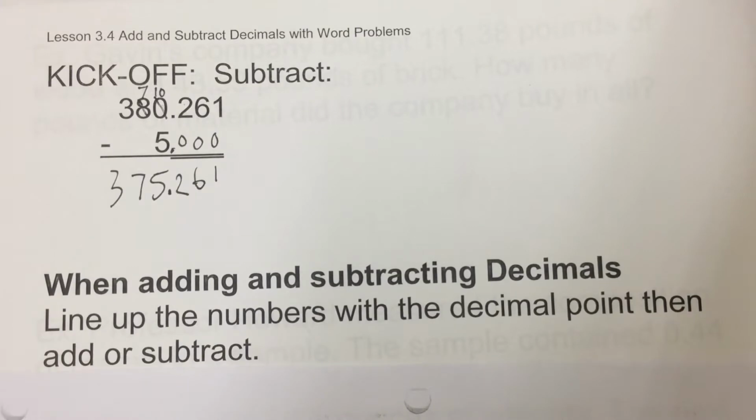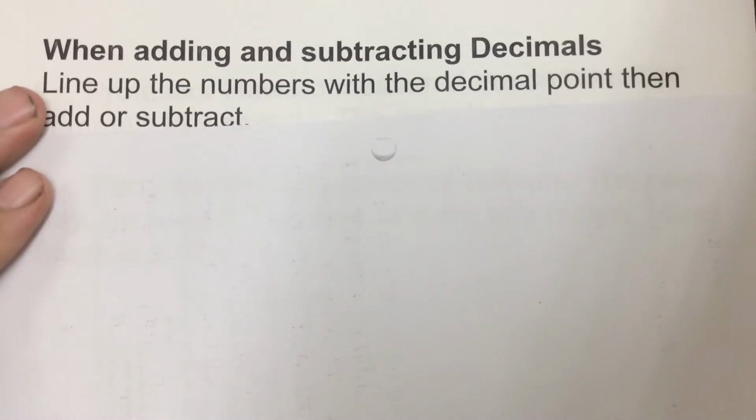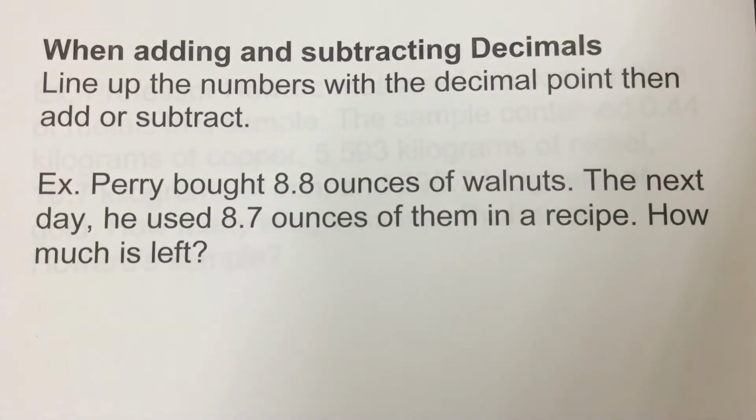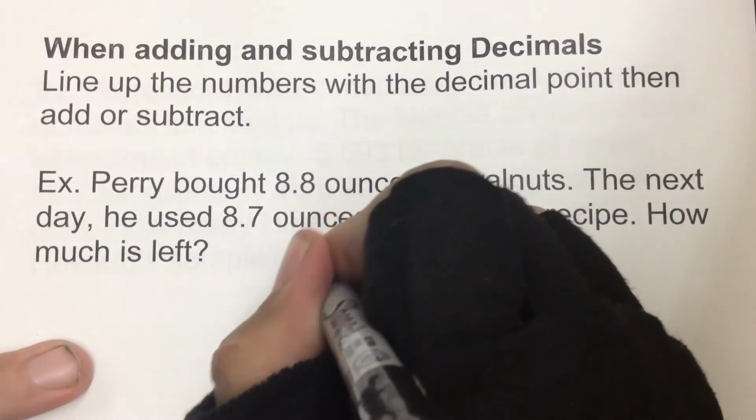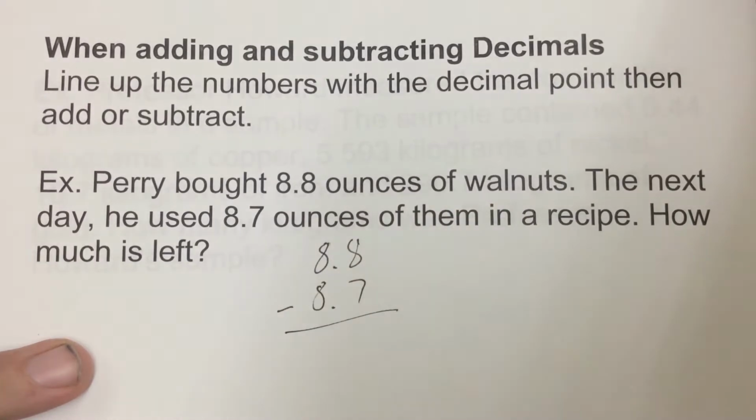So like I said, main thing with this is you have to line up the decimal point, and then you just add or subtract like normal. So if we do this one here. Perry bought 8.8 ounces of walnuts. The next day he used 8.7 ounces of them in a recipe. How much is left? So if they're asking how much is left, that's asking for subtraction. So if we set this up, 8.8, subtract 8.7.